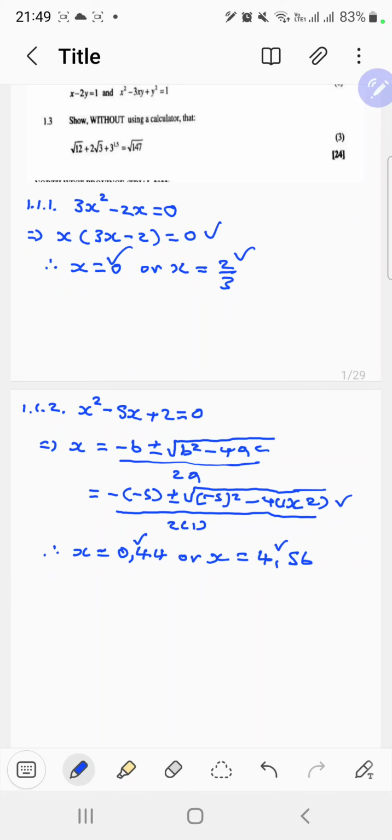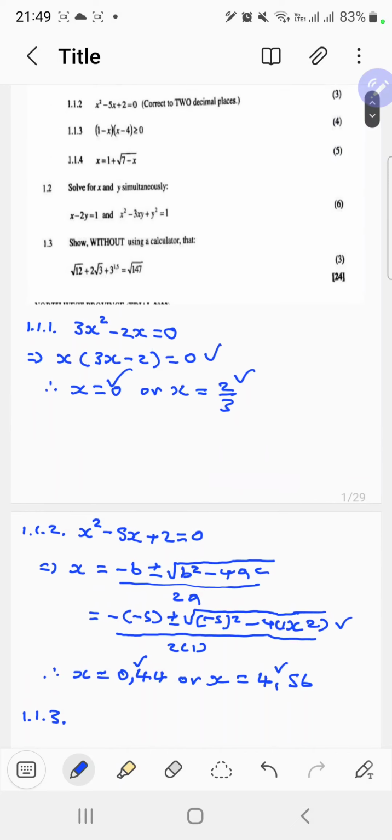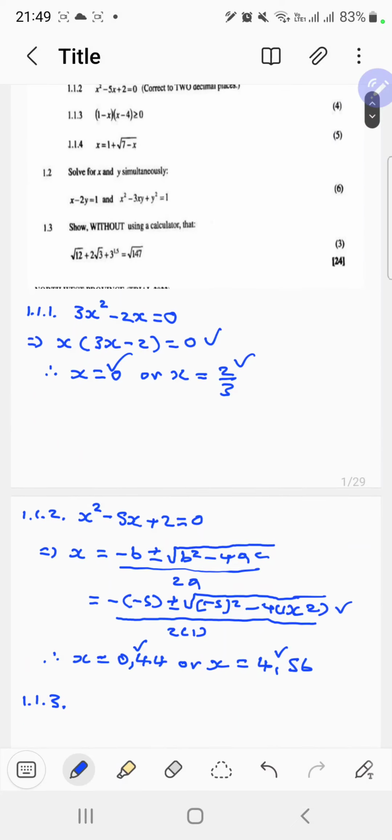So let's do 1.1.3. All right. So it's a lovely inequality there.